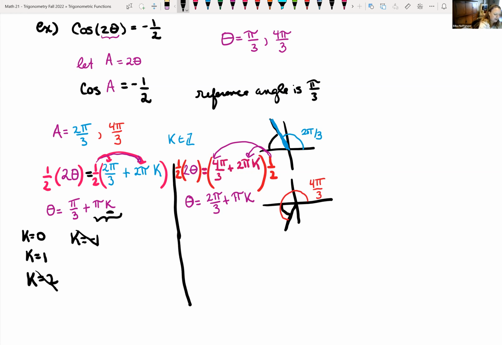So doing the same thing here where k is equal to 0, plugging it into this second equation that has k in it. Well, if k equals 0, then we get 2 pi thirds, which is between 0 and 2 pi. And now choose k equal 1. So that gives me pi plus 2 pi thirds. So 3 pi thirds plus 2 pi thirds is 5 pi thirds. 5 pi thirds still falls in between 0 and 2 pi.